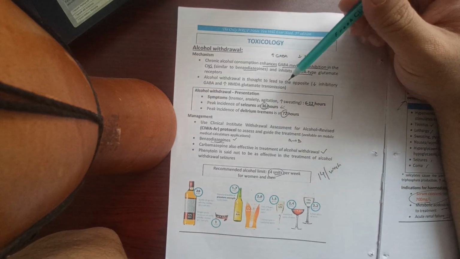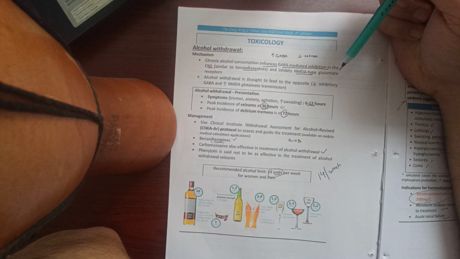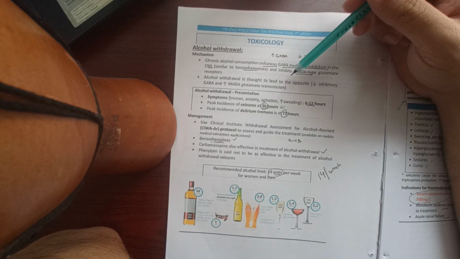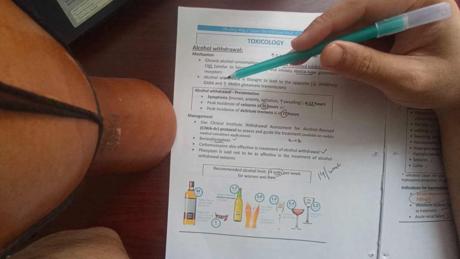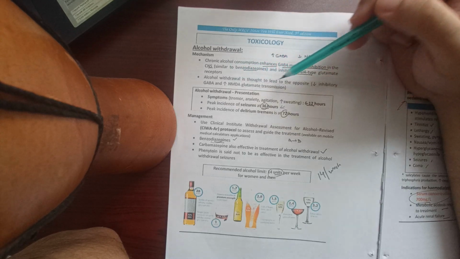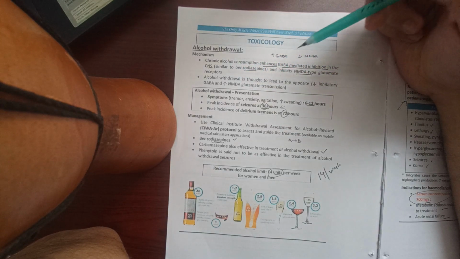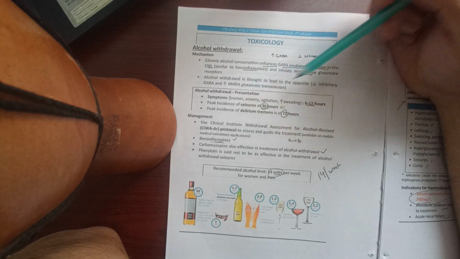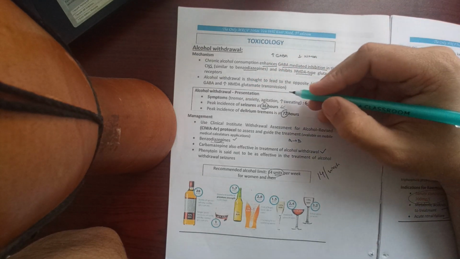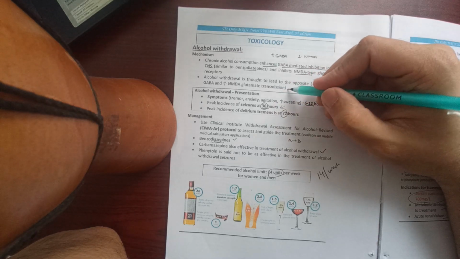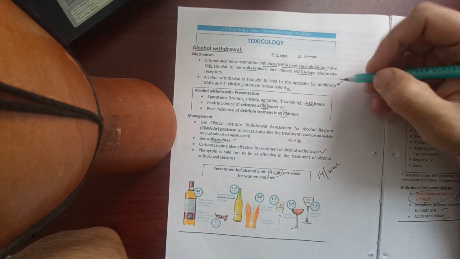So alcohol withdrawal is thought to lead to the opposite. It decreases the inhibition of GABA and increases NMDA glutamate transmission. So alcohol withdrawal presentation would be, what you have to remember is decreasing inhibitory GABA and increasing of NMDA glutamate transmission caused by alcohol withdrawal.